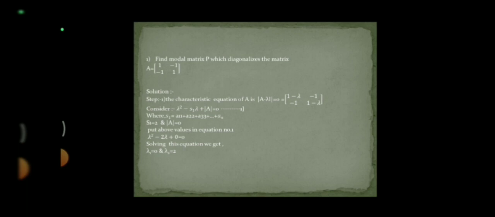We have to consider the equation lambda square minus S1 lambda plus determinant of A equals 0, equation number 1, where S1 is the addition of diagonal elements and determinant of A equals 0. Put above values in equation number 1: lambda square minus 2 lambda plus 0 equals 0. Solving this equation, we get two values for lambda, that is lambda 1 equals 0 and lambda 2 equals 2.